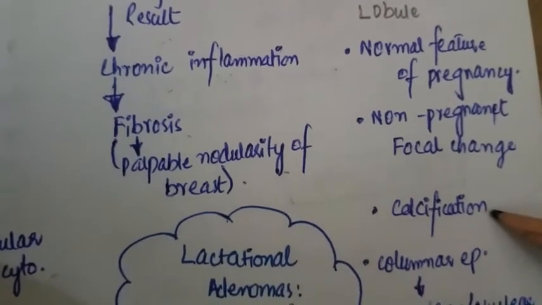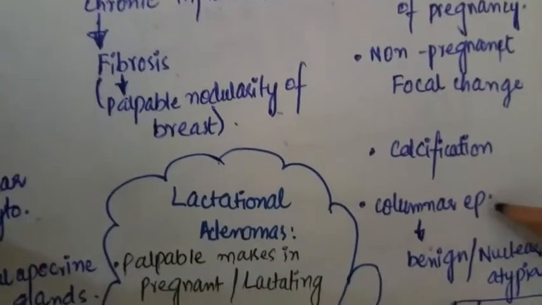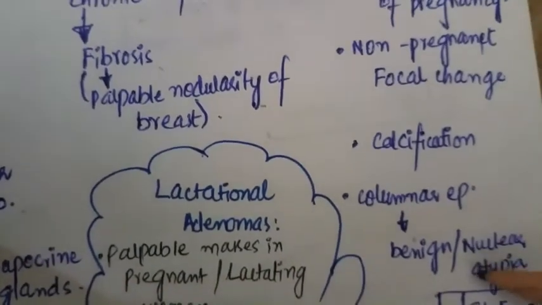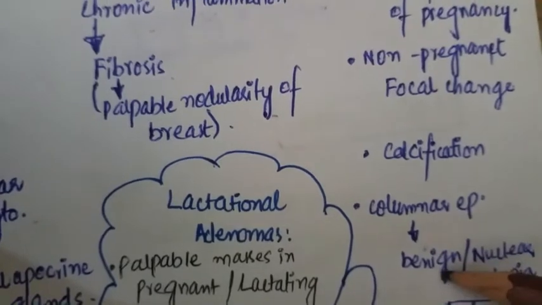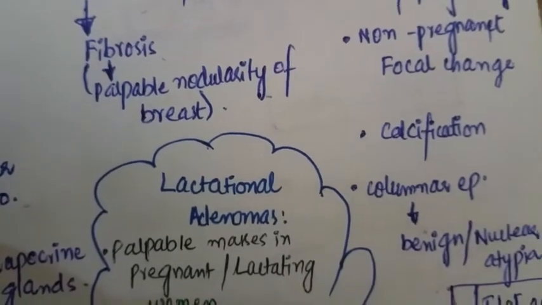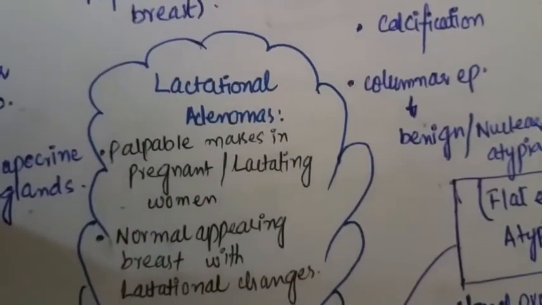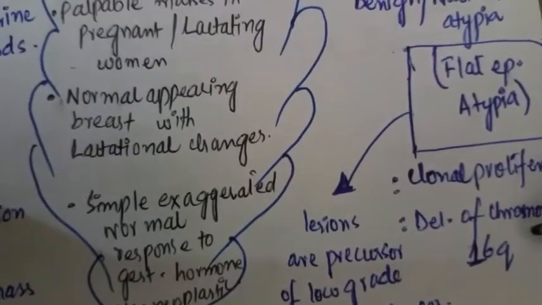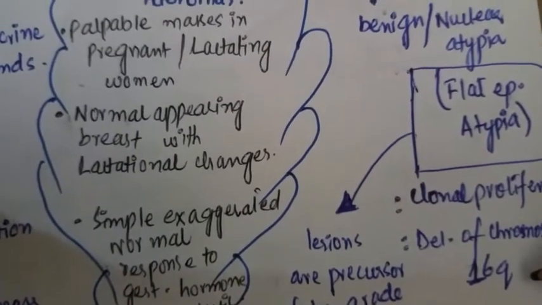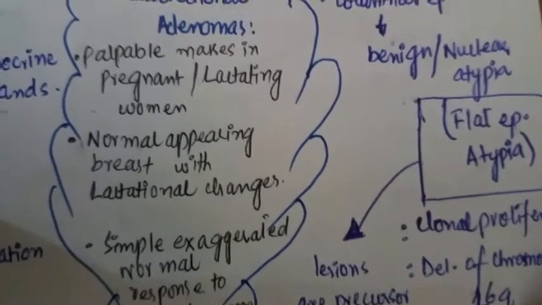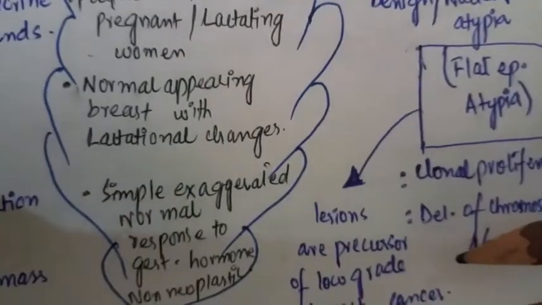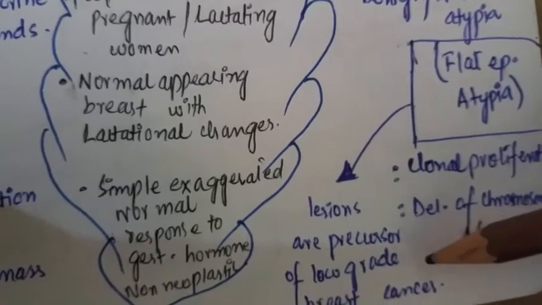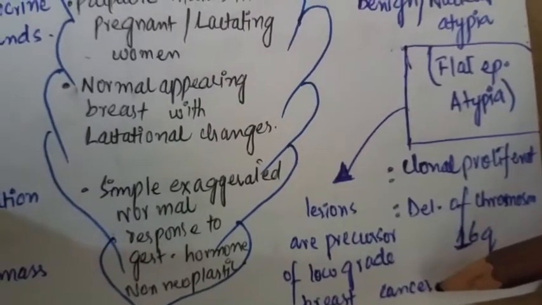It undergoes calcifications, and the columnar epithelium is present with benign nuclear atypia. If flattened epithelial atypia is present, this is due to clonal proliferation and the deletion of chromosome 16q, that means a large arm of the chromosome. These lesions are the precursor of low-grade breast cancer.